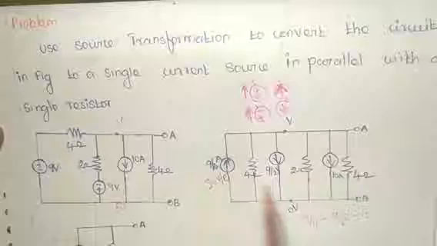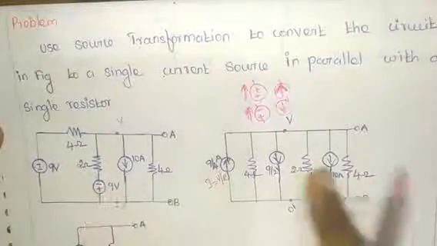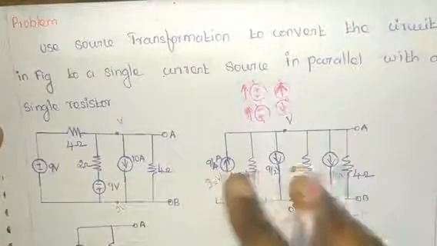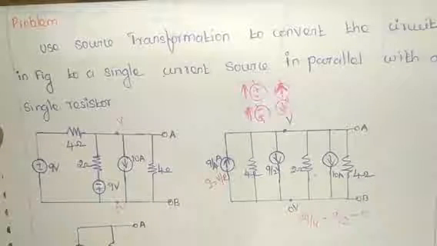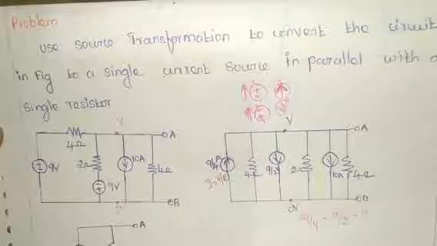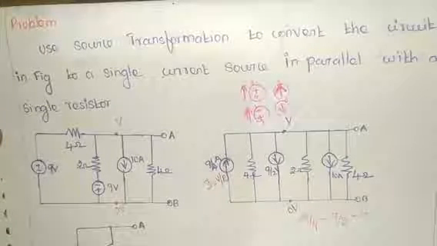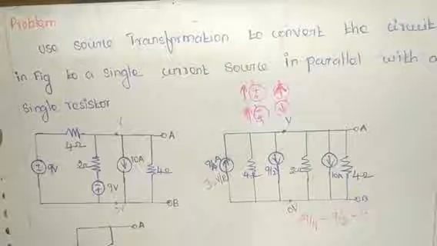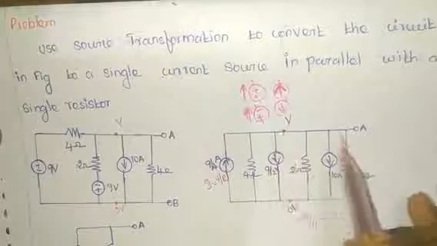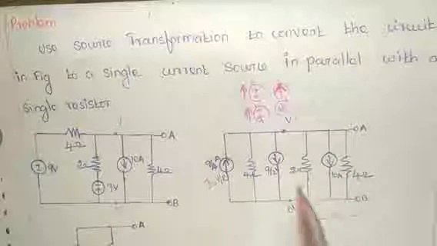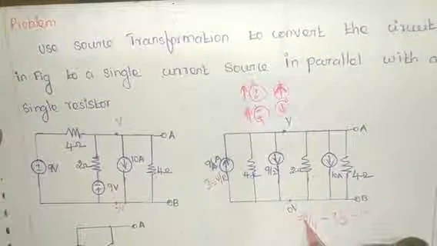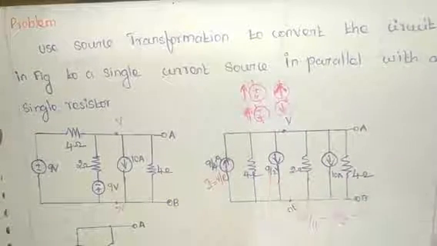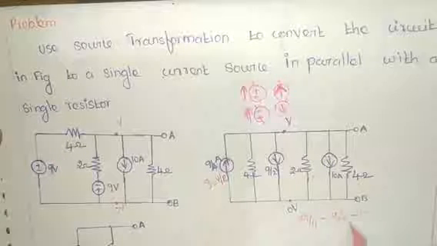Now we have converted the voltage sources into current sources. Our circuit now consists of 3 current sources. We can combine them into a single current source by adding up all those 3 current sources. A current entering the node takes the positive value, and currents leaving the node take the negative value. So the current 9 by 4 is entering the node V, so it takes the plus value. These 2 currents are leaving the node, so they take the minus value.